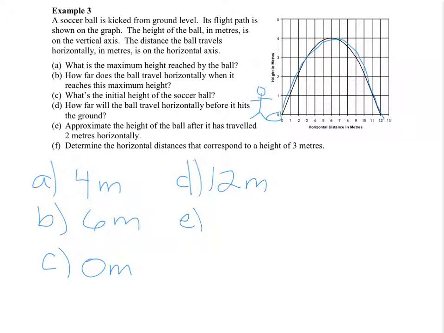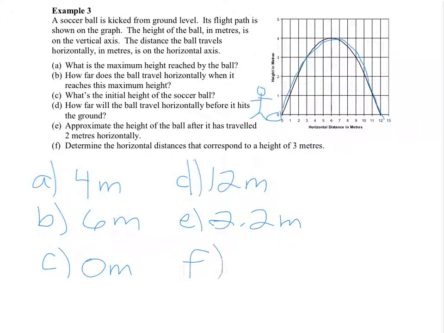Approximate the height of the ball after it's traveled 2 meters horizontally. So we go over to 2 meters horizontally. Now we go up to see the graph. It's slightly above 2, but it's not quite halfway there. So you really kind of have to eyeball it, and you could say 2.2 meters approximately, but probably 2.3 would be okay as well.